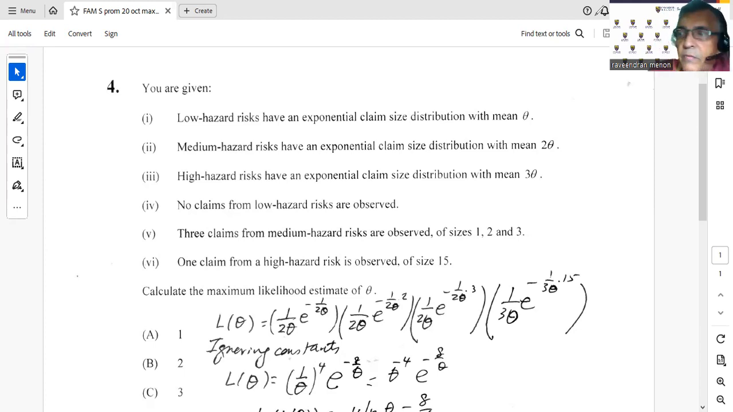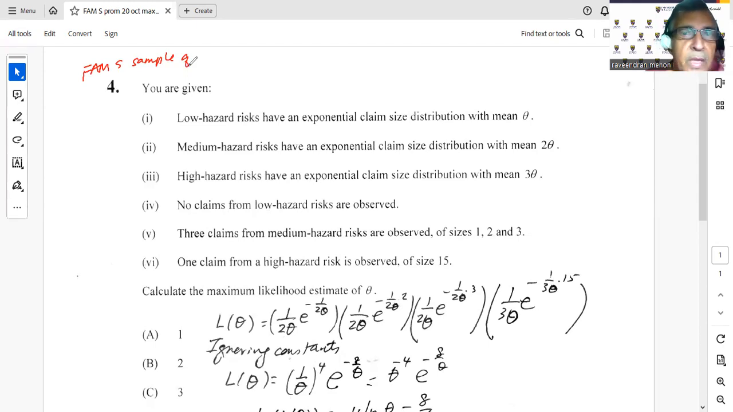We will look at question 4 next. This is of the, let me write that down again, FAMS sample questions, which you can get from the SOA website. The solutions are also there. We are going to talk through this problem.